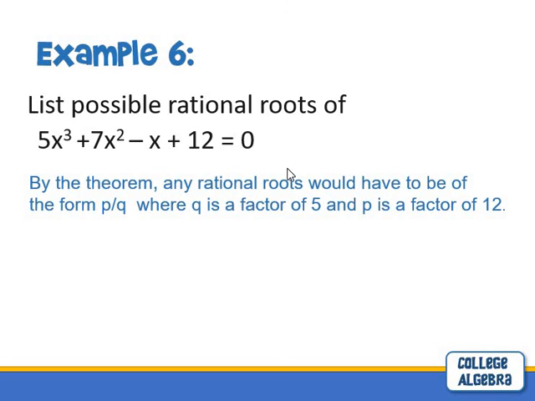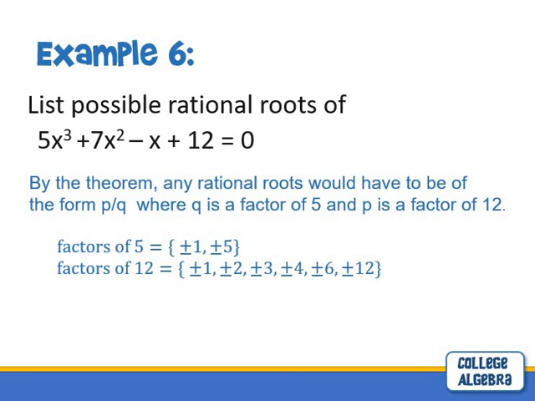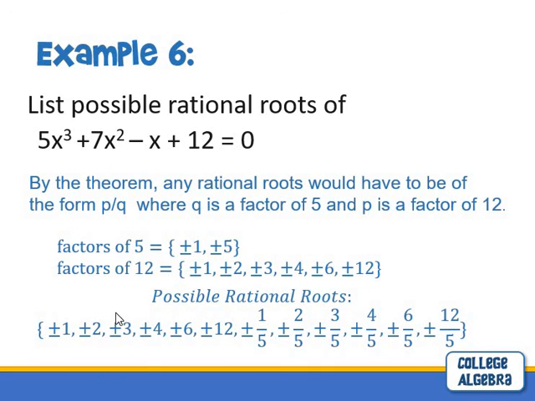This is nice when one of those numbers is prime. There's not a lot of factors here. The factors of 5 are just 1 and 5, and they could be positive or negative. 12 has quite a few factors. 12 could be 1 times 12, 2 times 6, or 3 times 4. So we have all of those factors. And the rational root test says they're all going to be one of these numbers divided by 1 or one of these numbers divided by 5. So my possible rational roots are plus or minus all these things: 1, 2, 3, 4, 6, and 12 if we divide by 1, or each of those divided by 5.